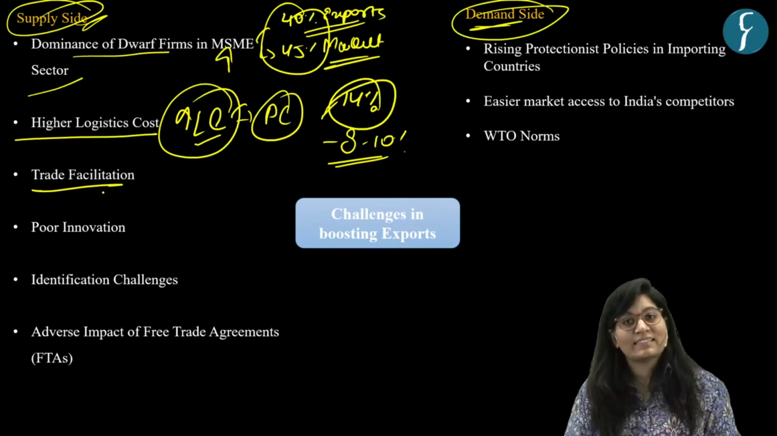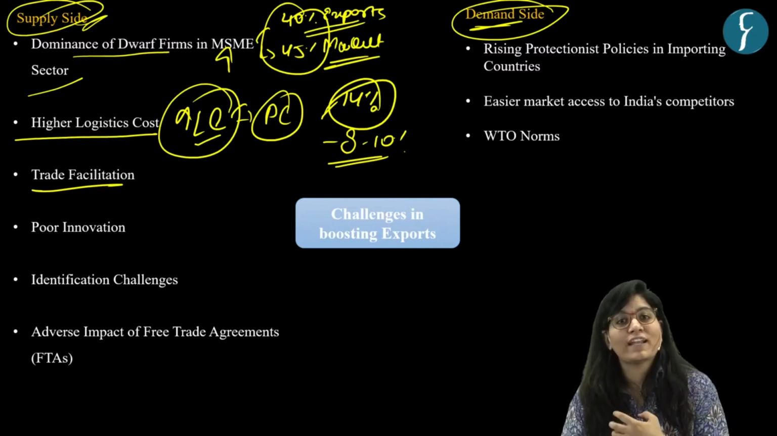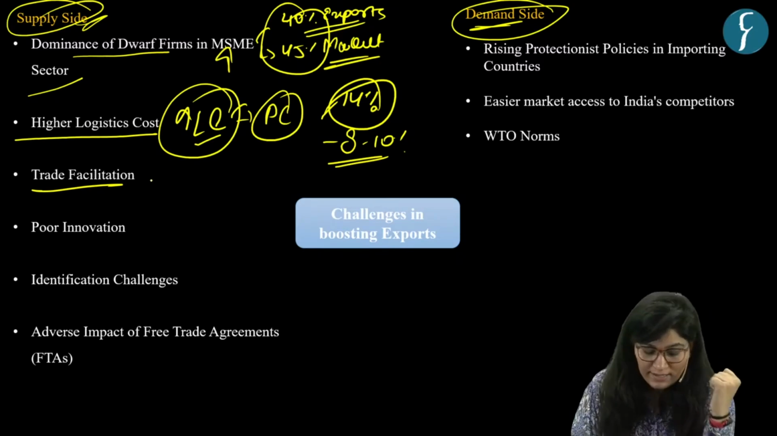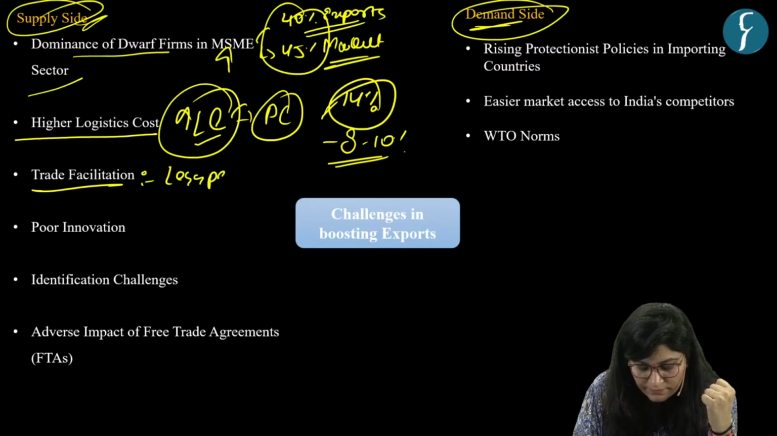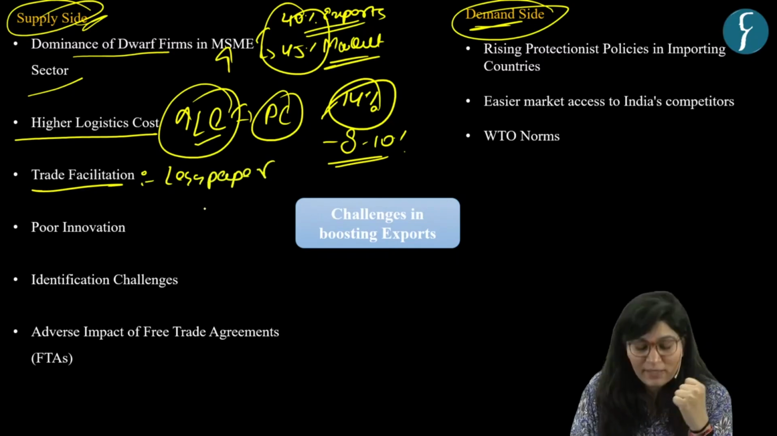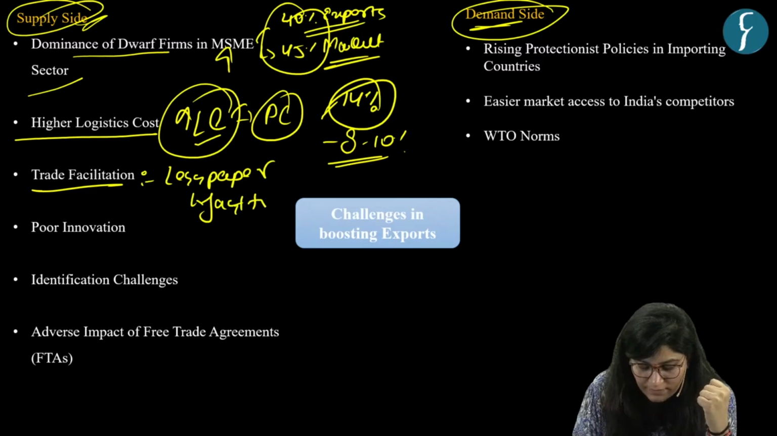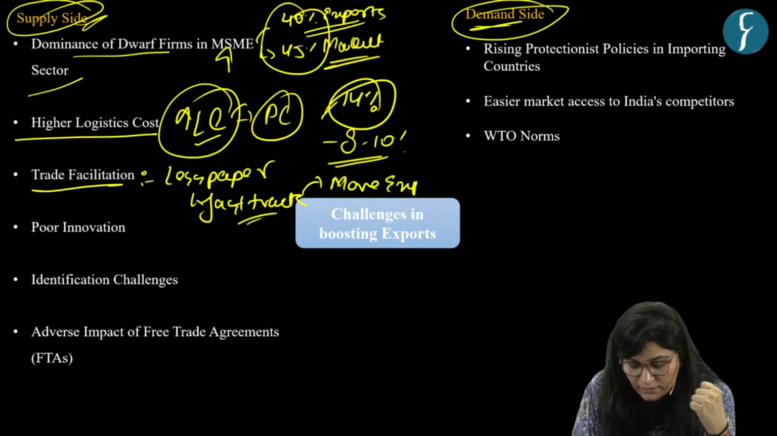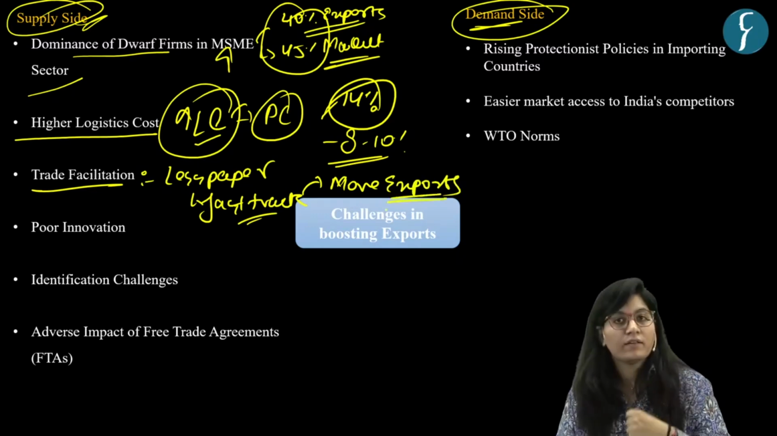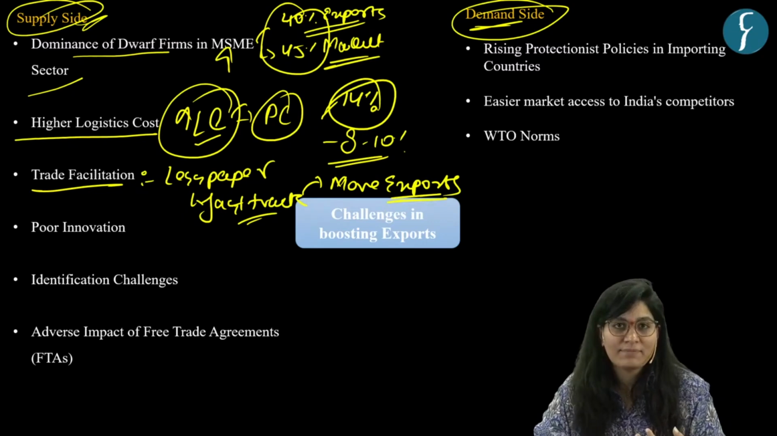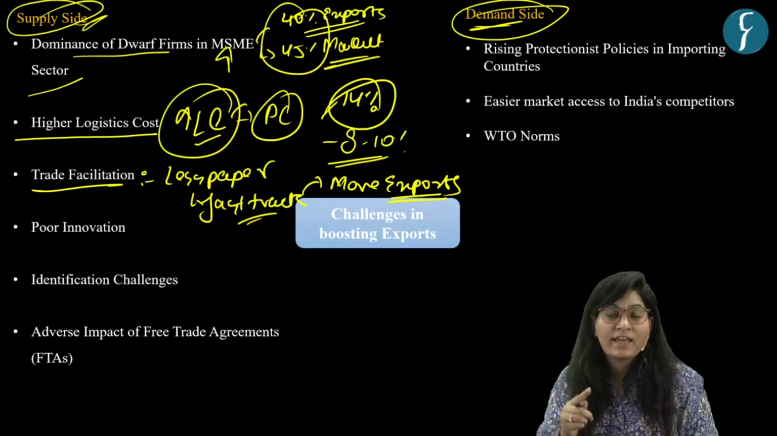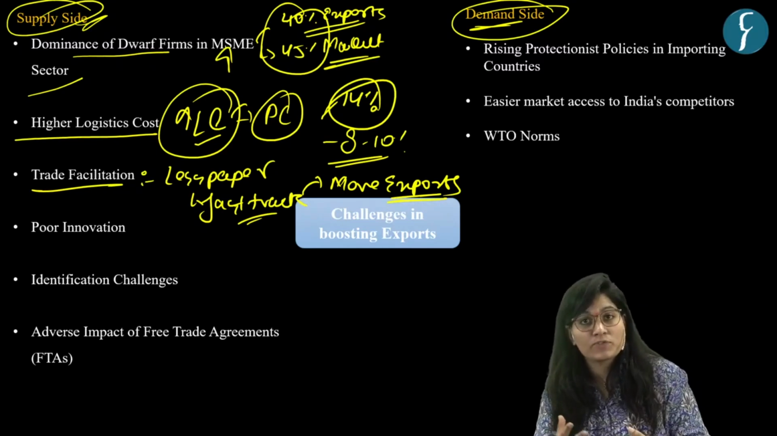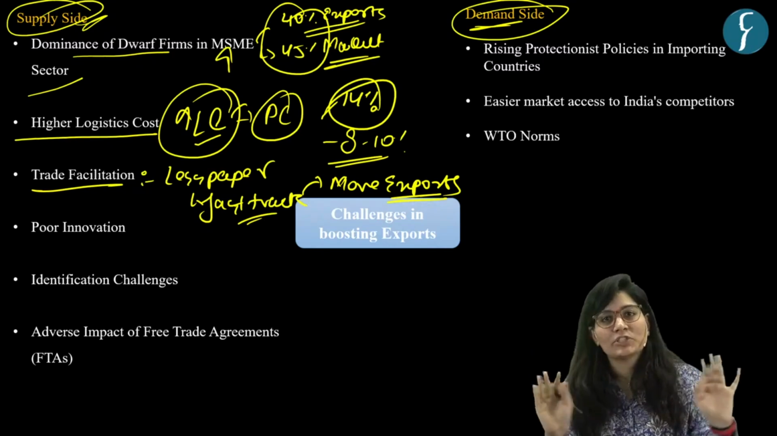Then next is the challenge with respect to trade facilitation. Now, trade facilitation means requiring less paperwork. Less paperwork means a fast track process. Fast track process means more exports. Because it will take less time, it will take less cost, products will be more market competitive, and the amount of exports will be more. This is the ideal situation.